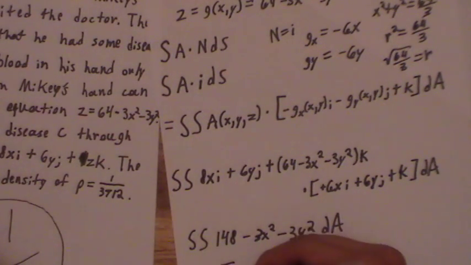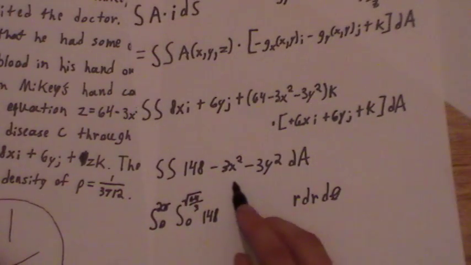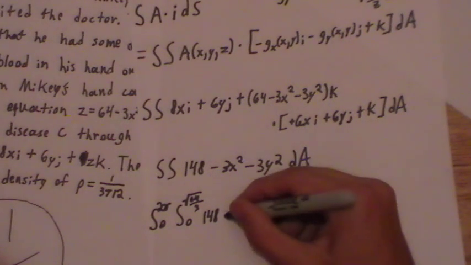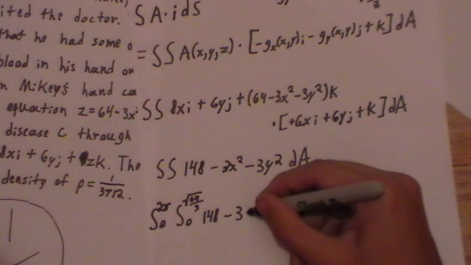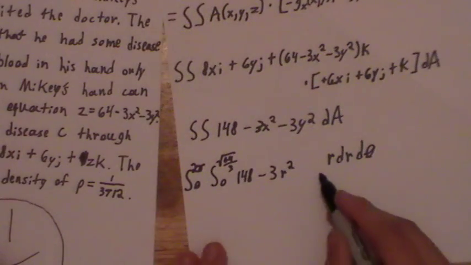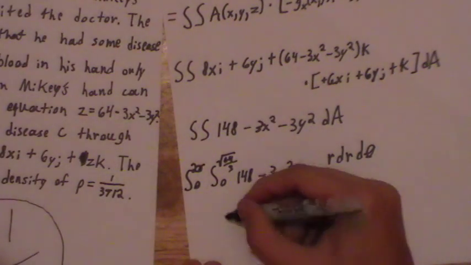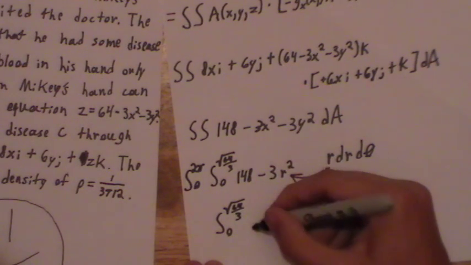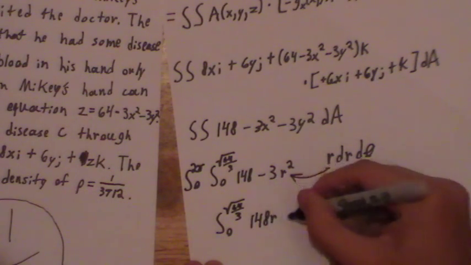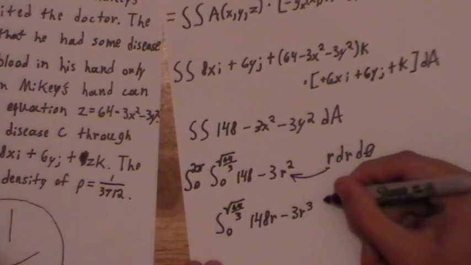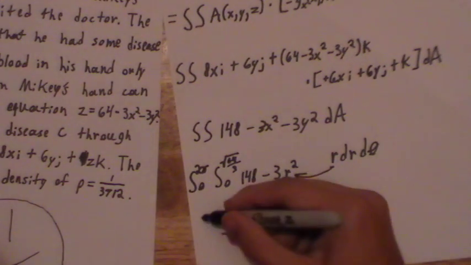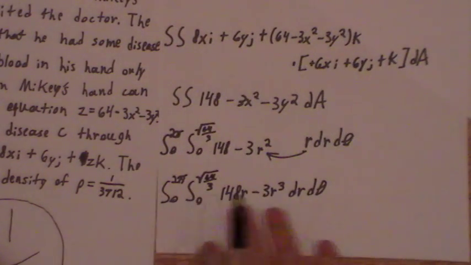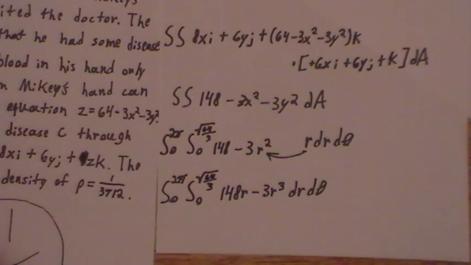And then we plug this in here, 148. You can see that the x squared and the y squared, we can factor out that negative 3 and make that r, so that becomes a minus 3r squared. Now we just apply the r over here, and we get the integral from 0 to square root of 64 over 3 of 148r minus 3r cubed dr d theta. Put our second integral here. And there we go. Now we just have to solve this whole thing right here.